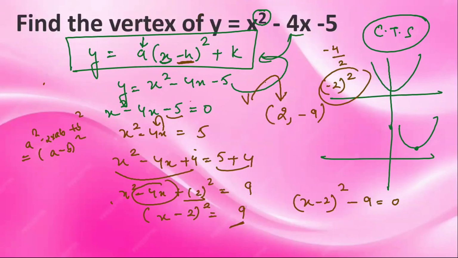But this will apply only when you have the coefficient of x squared as 1. If the coefficient of x squared is not 1, then we have to take that number common first, to make the coefficient of x squared 1, right?